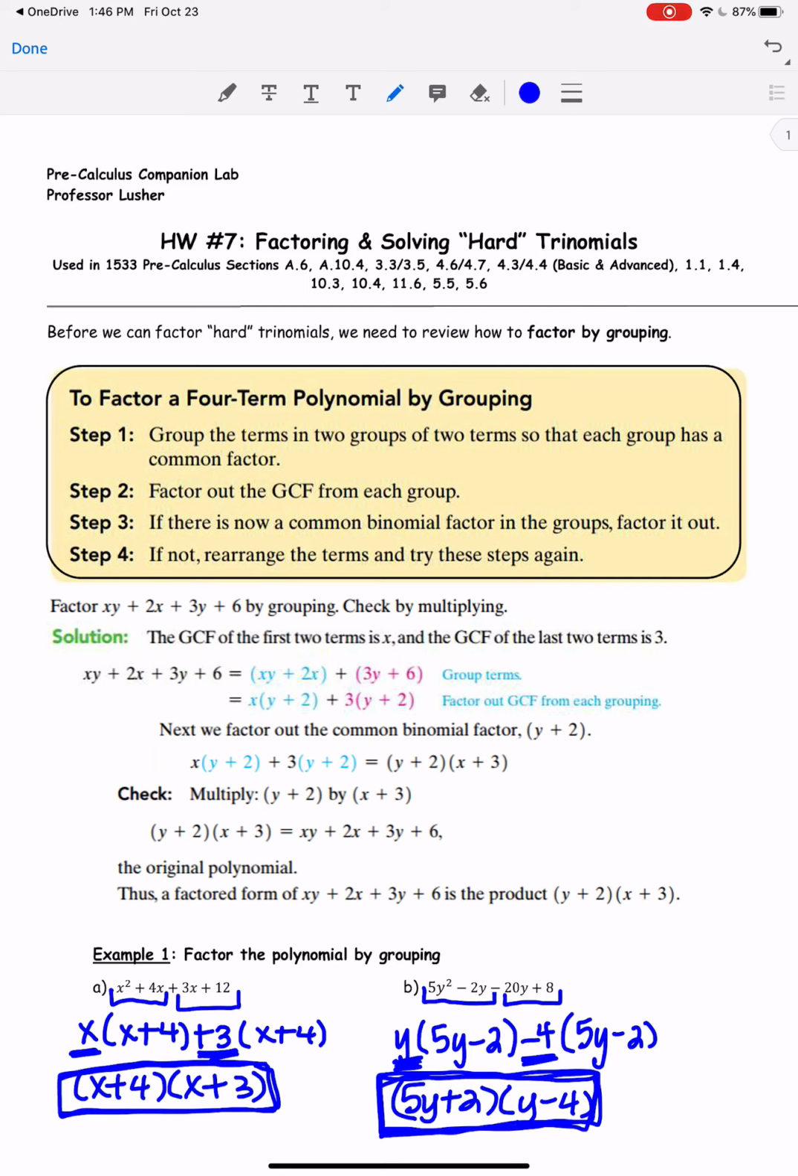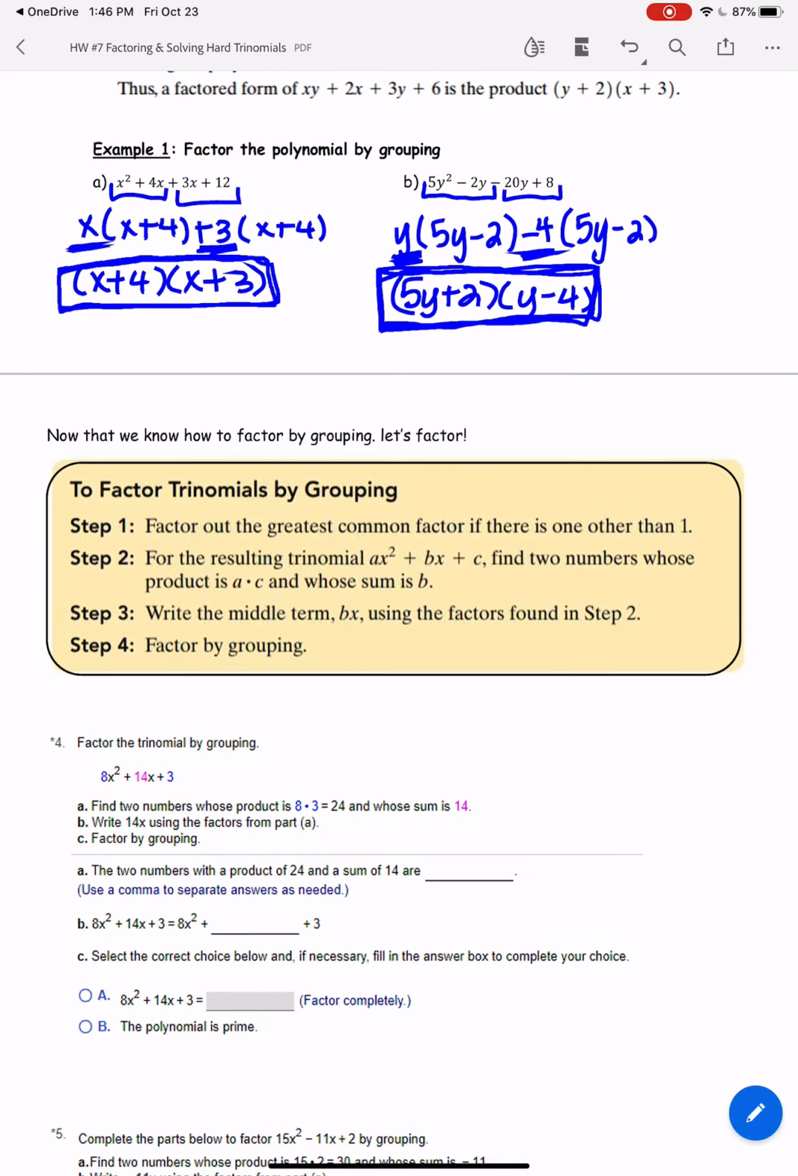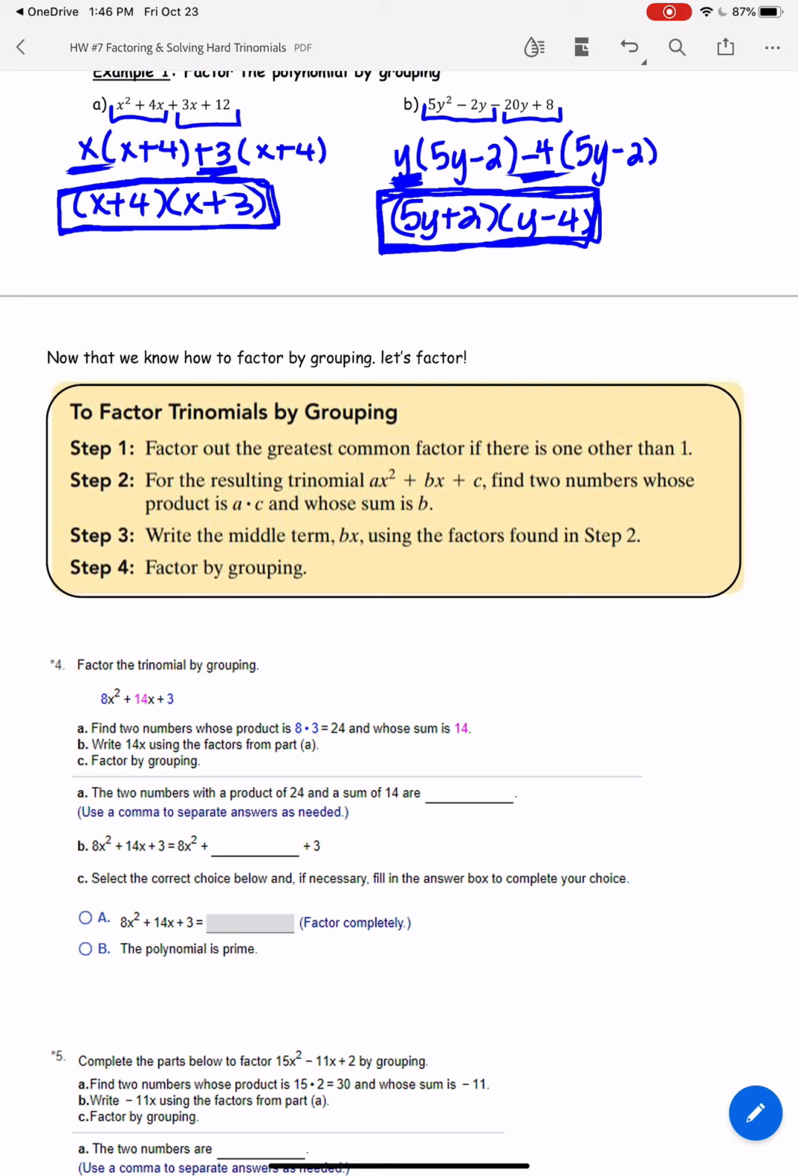Okay, and your homework's going to start with some factoring by grouping. If you don't understand this, you need to rewind the video and keep watching it, or maybe find different videos on factor by grouping. You need to make sure you understand this before we can go to the next part. If you understand it, let's move on. So now that we know how to factor by grouping, let's factor.